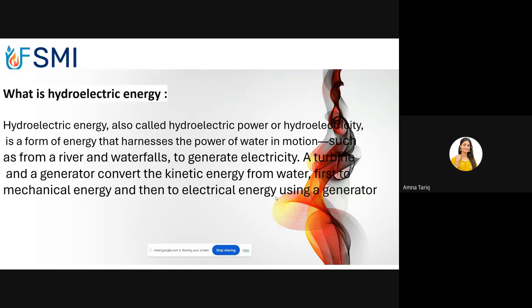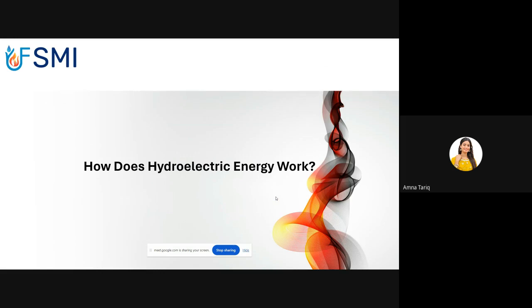Electricity is then transmitted through power lines to homes and businesses. Okay, so hydroelectric energy, also called hydroelectric power. How does hydroelectric energy work?